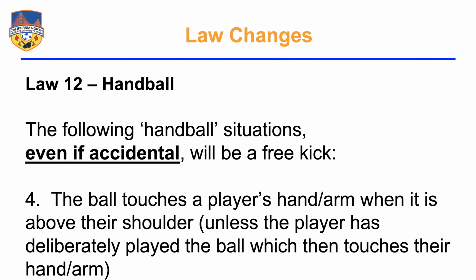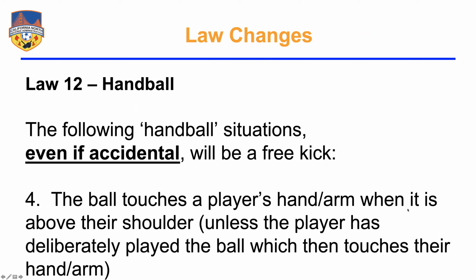So if the ball touches a player's hand or arm when it's above their shoulder, we want to call that a free kick because it's not normal for players to have their arms up above their shoulders. That's not a normal thing, and so we don't want to allow that to happen in the game.